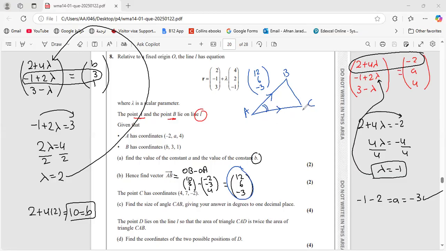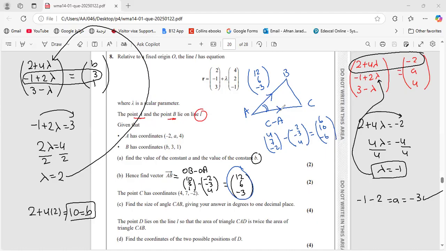How can I find AC? By subtracting C (4, 7, -2) minus A, which is (-2, -3, 4). So to find AC, C minus A. You need to subtract A from C. So 4 minus -2 equals 6, 7 minus -3 equals 10, and -2 minus 4 equals -6. So AC equals (6, 10, -6).